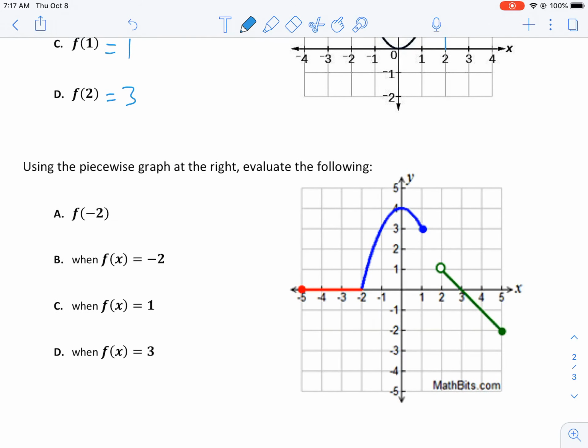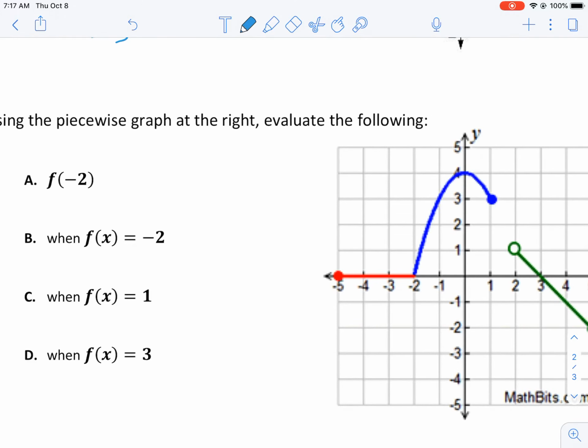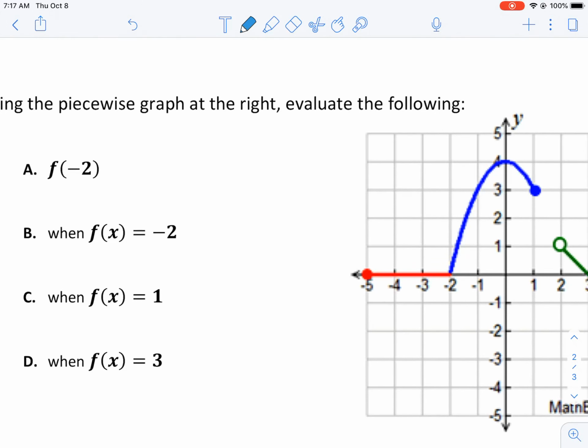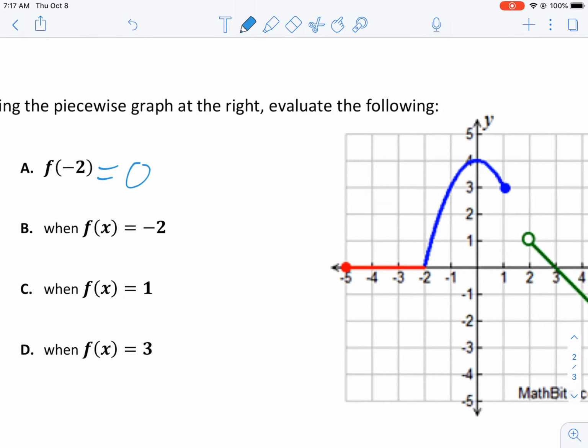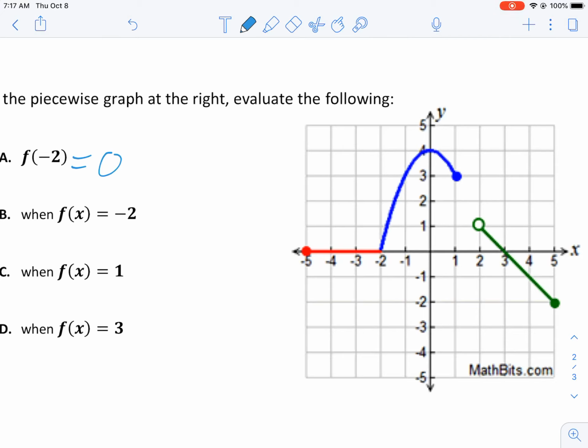So here's another one. Let's do this one right here. Again, f of -2 is right here. The graph's on -2, so that equals 0. Now we're going to do some outputs. So when does f of x equal -2? Now we're looking at outputs. We want to see where the function touches this line. It touches the line over here. We look, find the input there, that's 5.